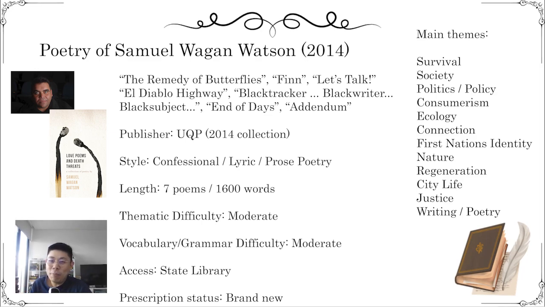In this collection, there are poems that are more about nature and are more apolitical, and those aren't the ones that have been chosen. Instead, we get poems like El Diablo Highway, which is about the way that consumerist political agendas are driving people towards effectively hell, El Diablo. We have poems like Black Tracker, Black Rider, Black Subject, which is about the nature of being a First Nations writer and the way that different people and political organizations look at your work as a commodity. We have poems like Finn, which is looking at the way the Brisbane River has changed shape because of climate change. It's really, really current.